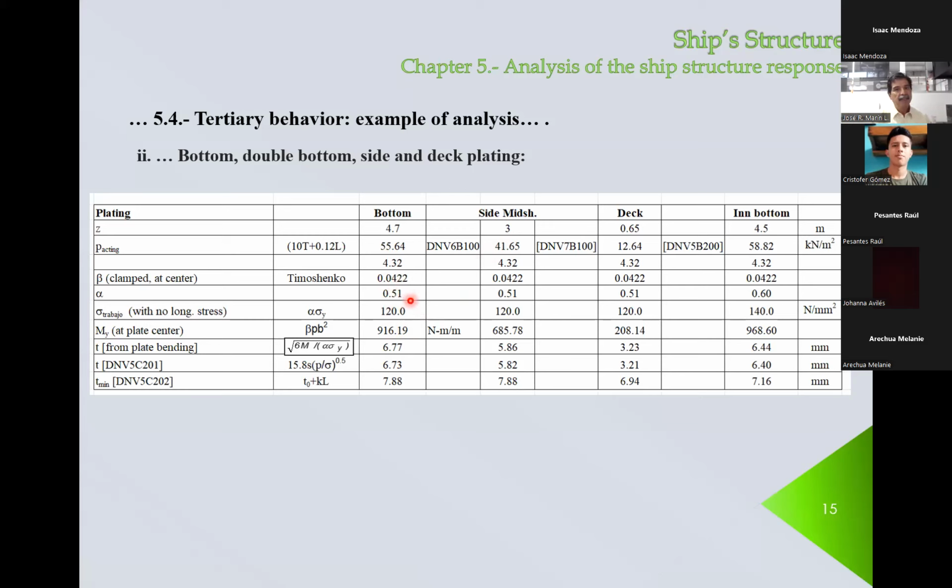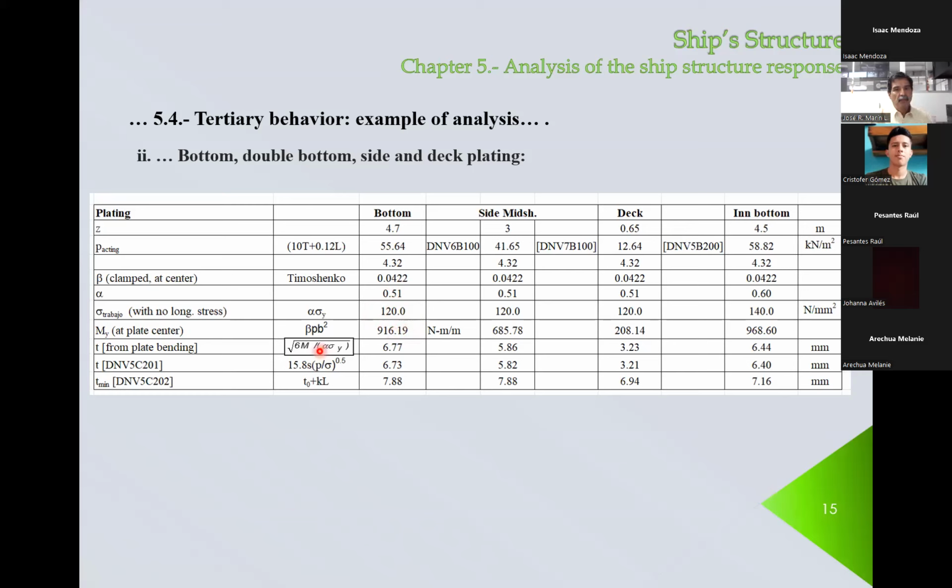This B alpha is just a value which corresponds to the ratio between the allowable stress, working stress from the classification rules, divided by 235, which is the standard yield value for the stress of the steel. Okay, so they recommend to have a 120 for the working stress, and that represents 51% of yield point. With all of these values, we can evaluate the bending moment.